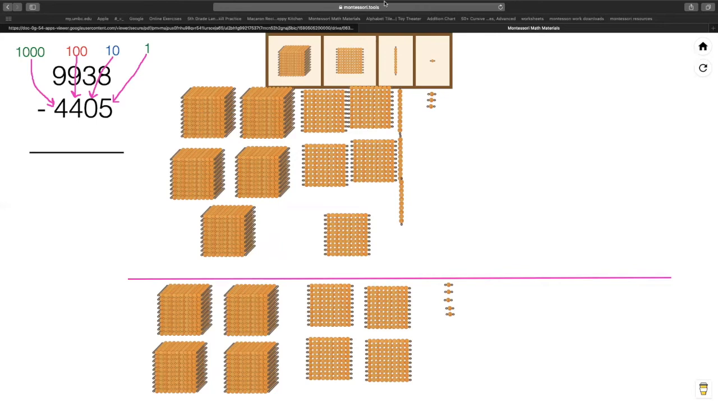Now I'm gonna find the answer. The answer to my math problem happens when I count the top numbers because I changed them, right? So I have 1, 2, 3. I have 3 1s. I have 1, 2, 3 10s. I have 1, 2, 3, 4, 5 100s. And I have 1, 2, 3, 4, 5 1,000s. So my answer is 5,000s, 500s, 3 10s, and 3 1s.